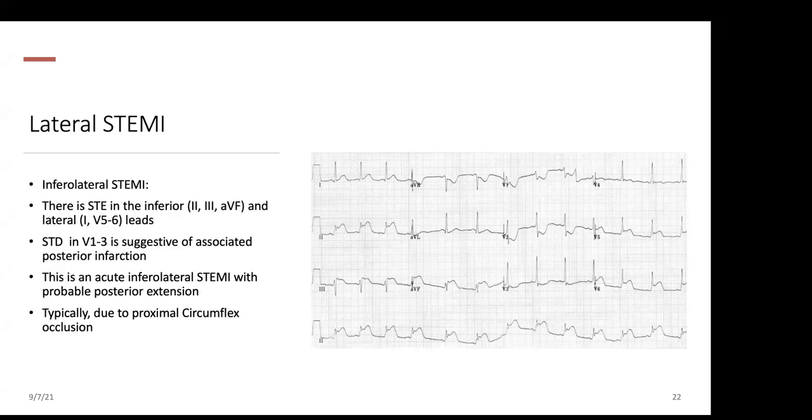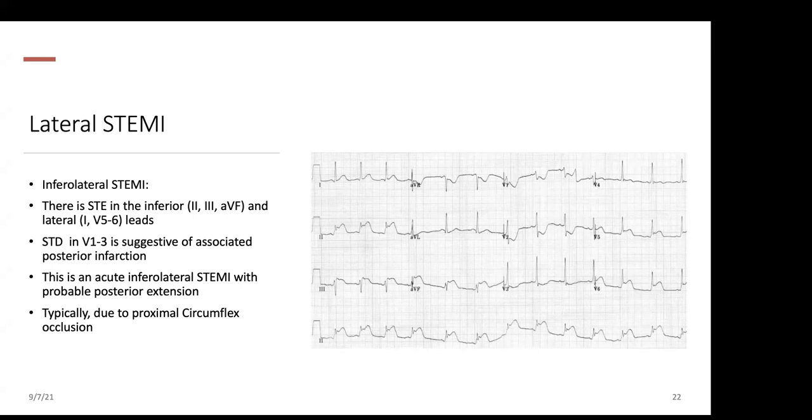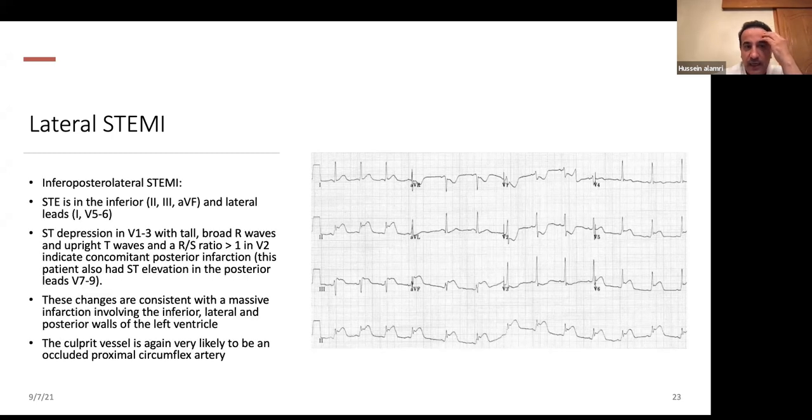Yes, doctor. There's ST elevation in leads 2, 3, AVF, V5, V6, with ST depression in V1, V2. This could be what? Inferolateral STEMI and posterior extension. Yes, so inferolateral STEMI with posterior extension usually goes with the circumflex occlusion. So from the ECG, you can really localize which vessel is involved.